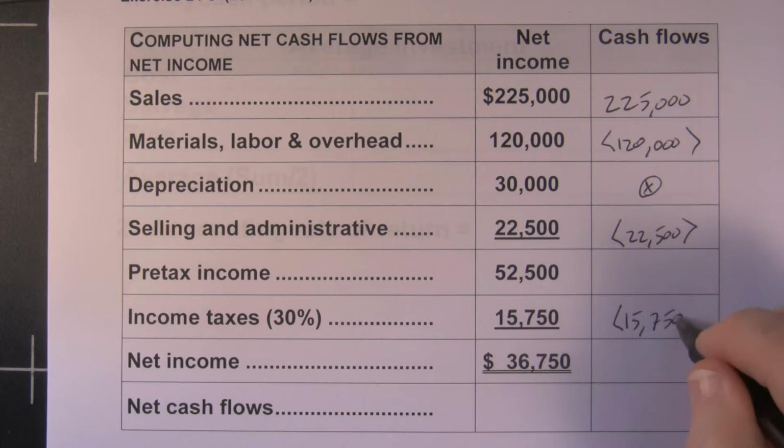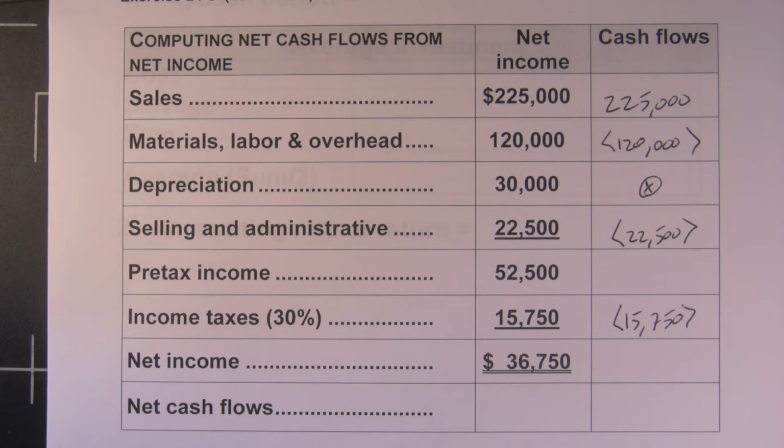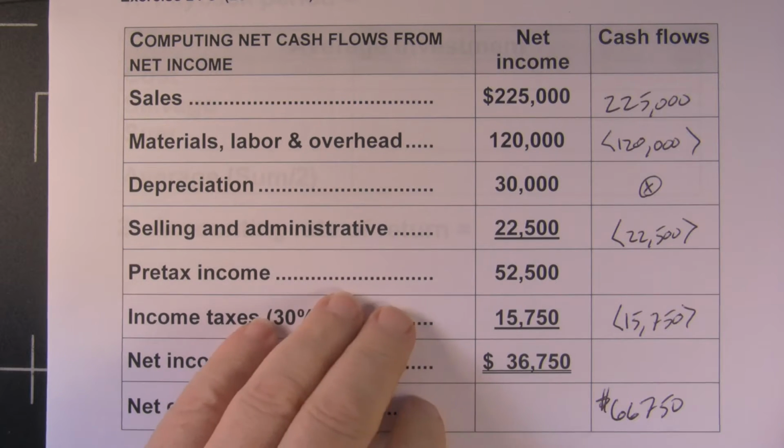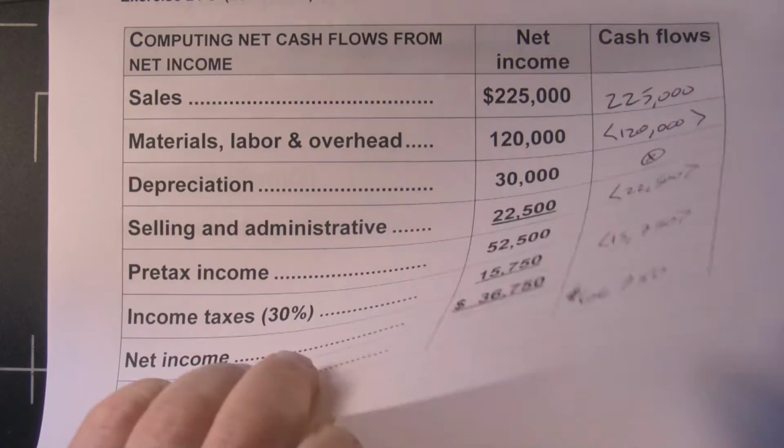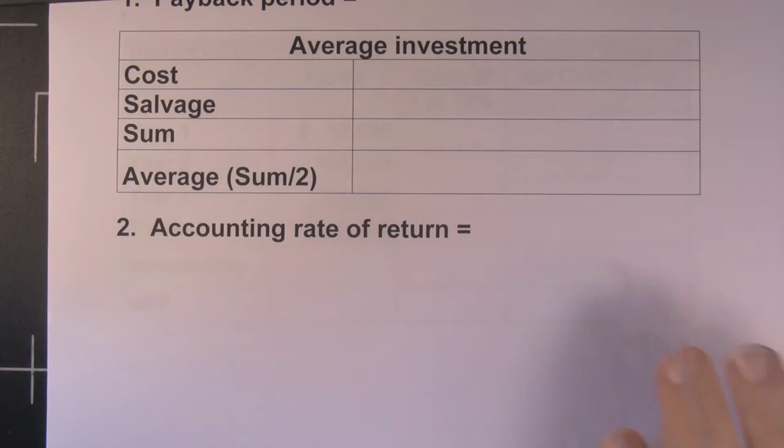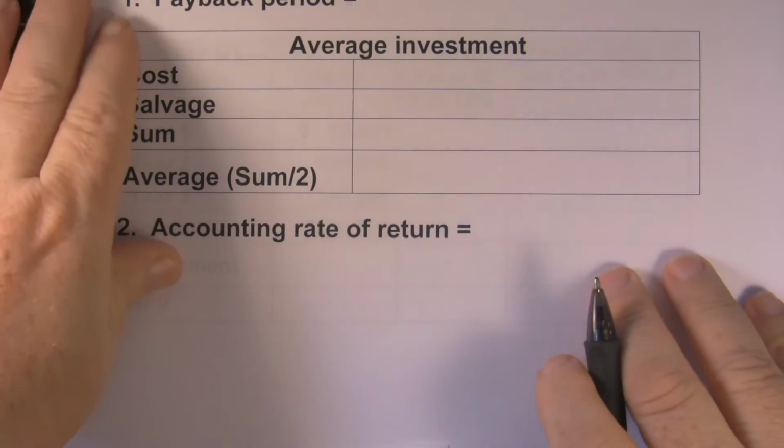In the words of Ben Franklin, there's nothing more certain than death and taxes. So the net cash flows after adjusting for the depreciation is $66,750. And that's what they expect to generate every year from this investment. Every year, the same amount. It makes our computations of payback period a whole lot easier.